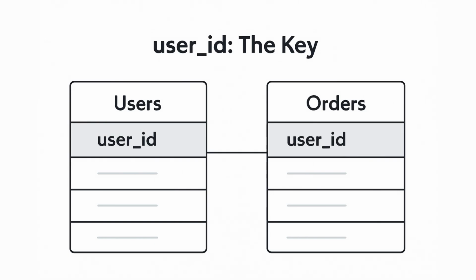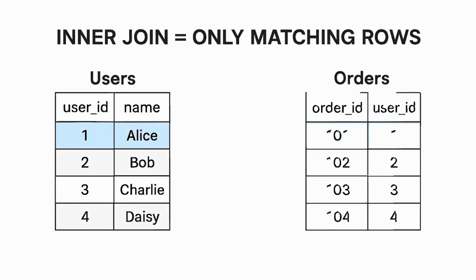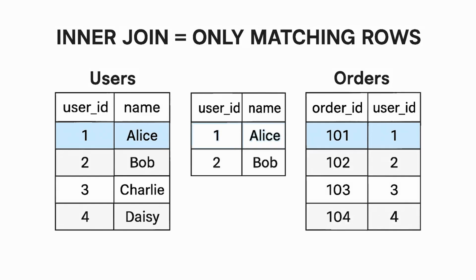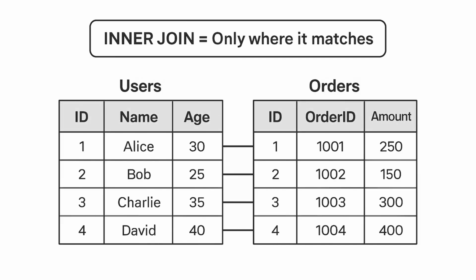An inner join means, give me only the rows that match in both tables. So, only users who have at least one order. If a user has no orders, they disappear from the result. If an order somehow has no valid user, it also disappears. Inner join is the only where it matches join.